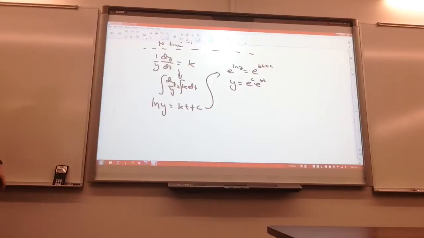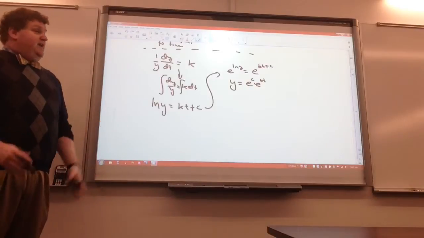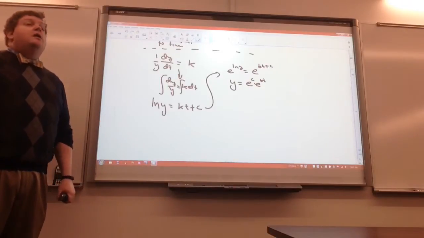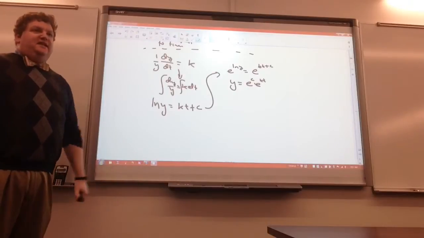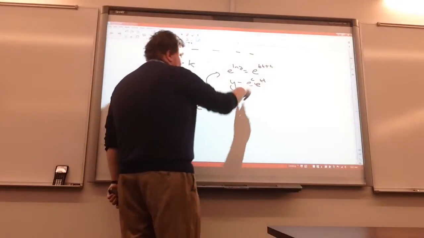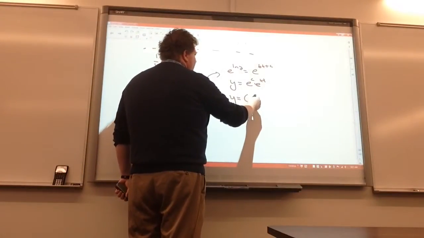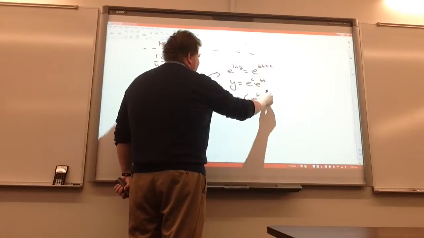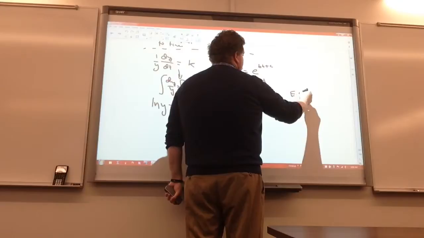I'm doing it this way too because remember, this constant c here is just a random constant c, okay? Who knows what the actual number is? It's just a constant. So it's e to the c then, a constant. Also a constant, right? So I can replace it with just constant c. And so I get y is equal to a constant times e to the kt, okay? And this here is the equation for growth.